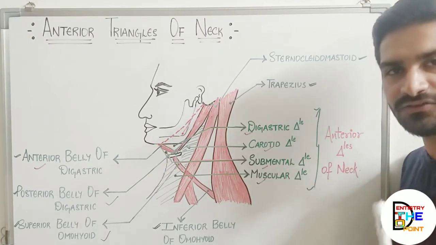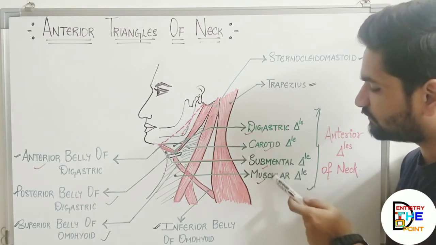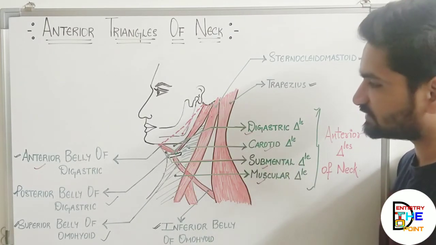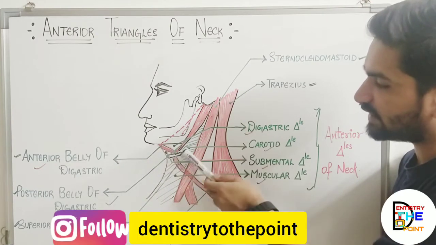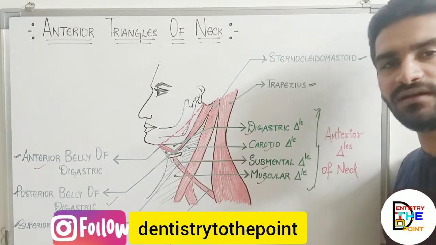All the four triangles, all the four divisions, I'll explain again when we start with each of the four triangles respectively. So these are the four divisions of the anterior triangles of the neck: submental, digastric, carotid and muscular triangle.